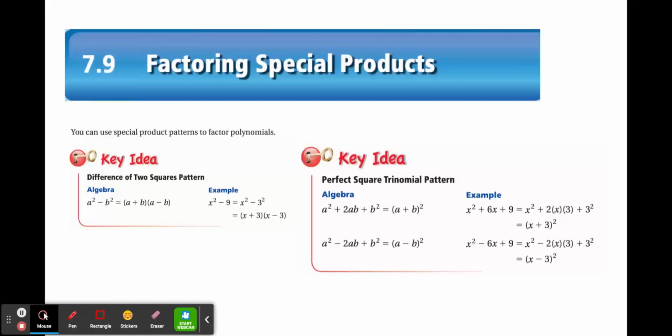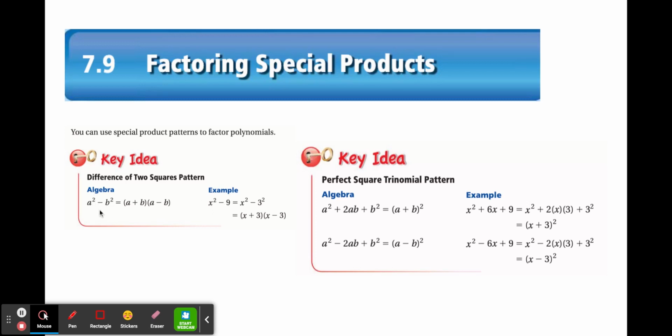Okay, lesson 7.9, we're going to be factoring the special products. So if you recall, in lesson 7.4, you were introduced to the special products patterns. So we had this sum and difference pattern over here, and when we were first multiplying them, we noticed that when we had this pattern, the middle term canceled out, and so we were left with a squared minus b squared. Well, now that we're factoring them, we're going in the reverse direction.